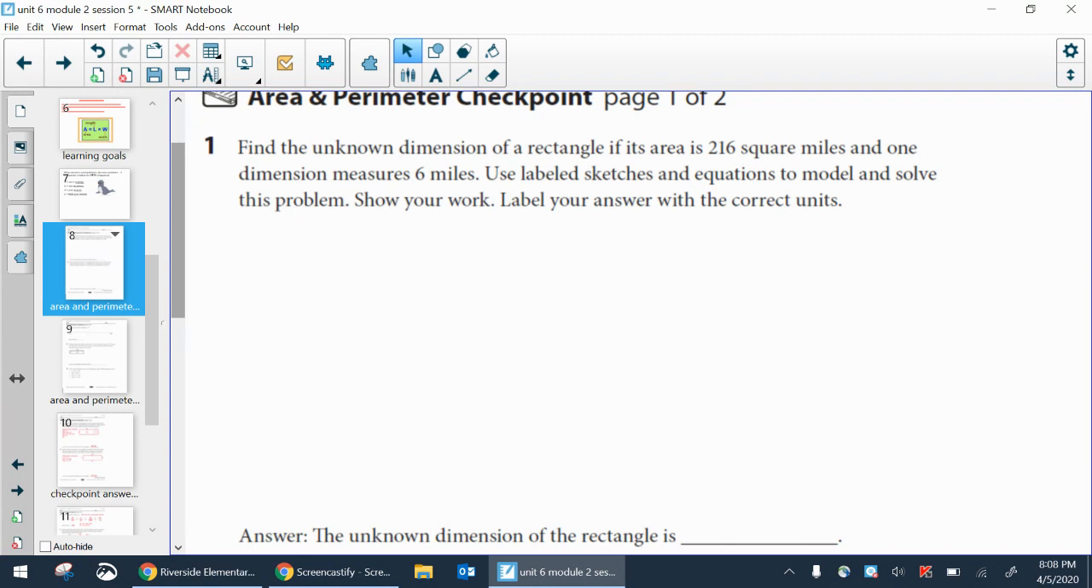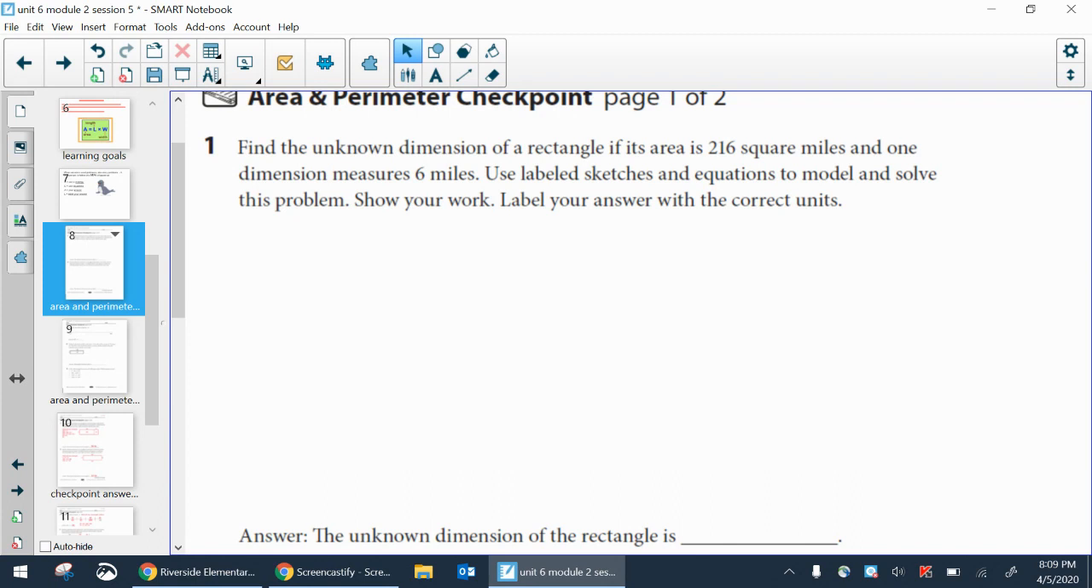Problem 1. Find the unknown dimension of a rectangle if its area is 216 square miles and one dimension measures 6 miles. Use labeled sketches and equations to model and solve this problem. Show your work. Label your answer with the correct units. So again, showing your work means whatever strategy is going to work out best for you. All right. So this might be a point where you're going to want to pause, try to solve it on your own, and then come back and see if your answer was accurate.